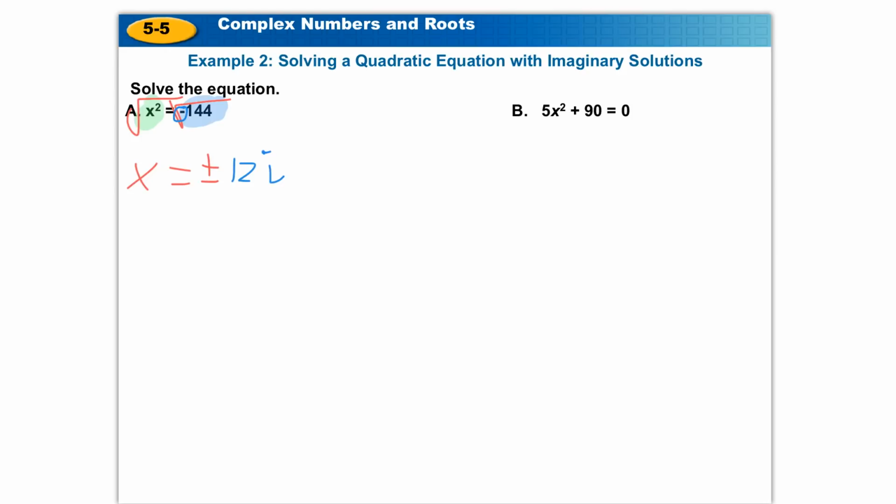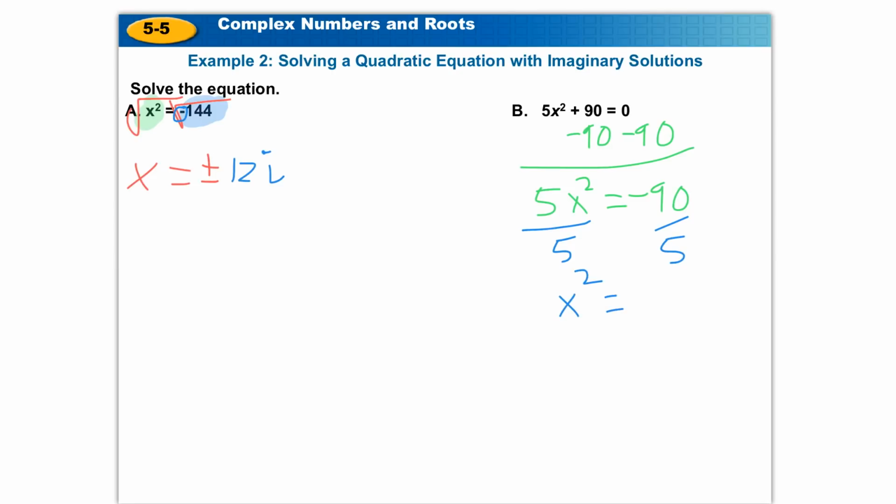B, we want to get the 90 to the other side, and then divide both sides by 5, and then we'll square root both sides. So first thing we want to do is subtract 90, and I'm doing this because there's no b term. 5x squared equals negative 90. Divide both sides by 5. x squared equals negative 18. Square root of both sides.